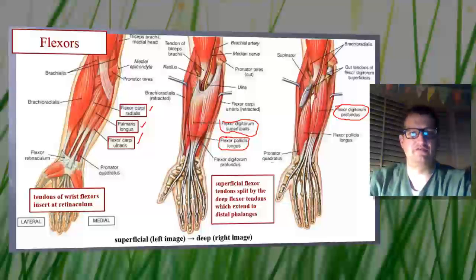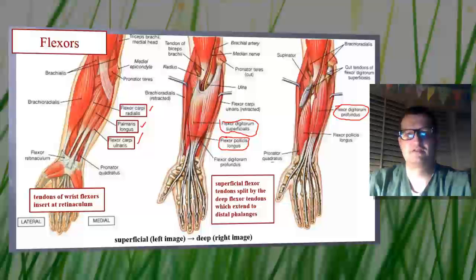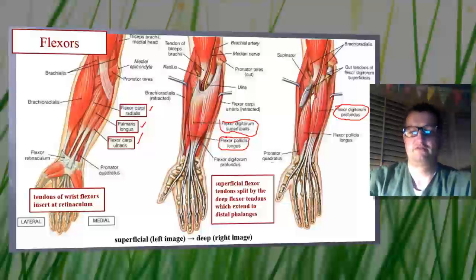So here, the flexors again, to recap, going from deep, is the flexor digitorum profundus, flexor digitorum superficialis, flexor pollicis longus. Most superficial is the flexor carpi radialis, the palmaris longus, and the flexor carpi ulnaris. And that's it for the flexors.